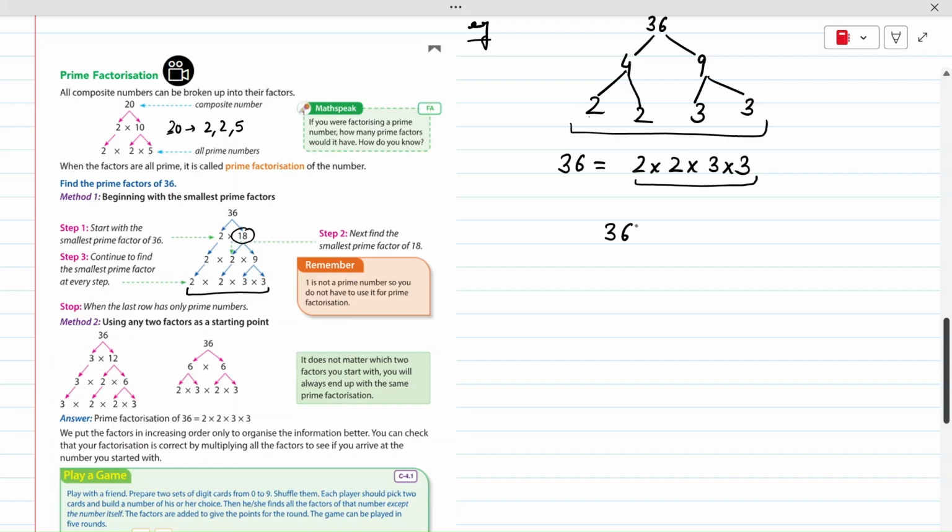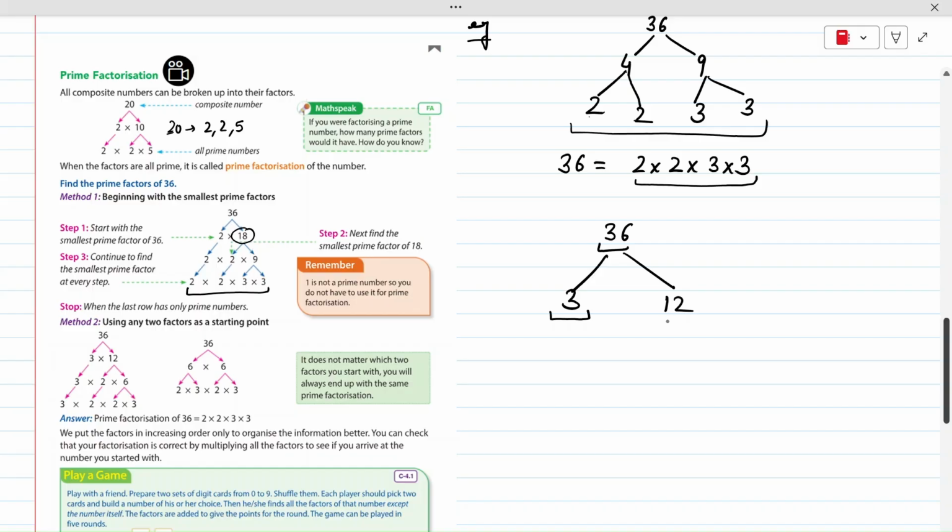See kids, what I'm trying to tell you here is we can take any two factors and then we can break them. It's not necessary that if 36 is here, you have to take 2 into 18 only, or you have to take 4 into 9 only. If I take 36, I can also write this as 3 multiply with 12. Now 3 is a prime number which cannot be broken down further. So this is the last end of this branch. I can keep it like this.